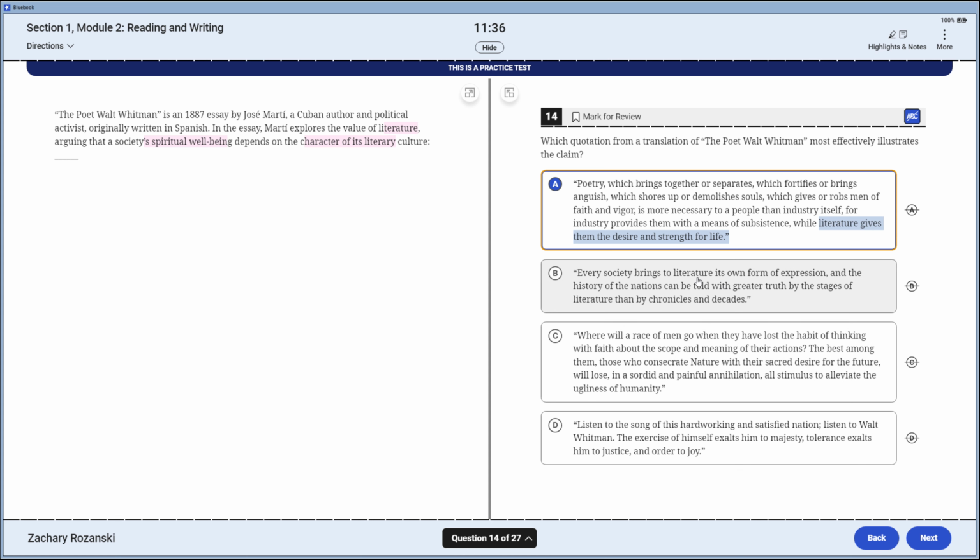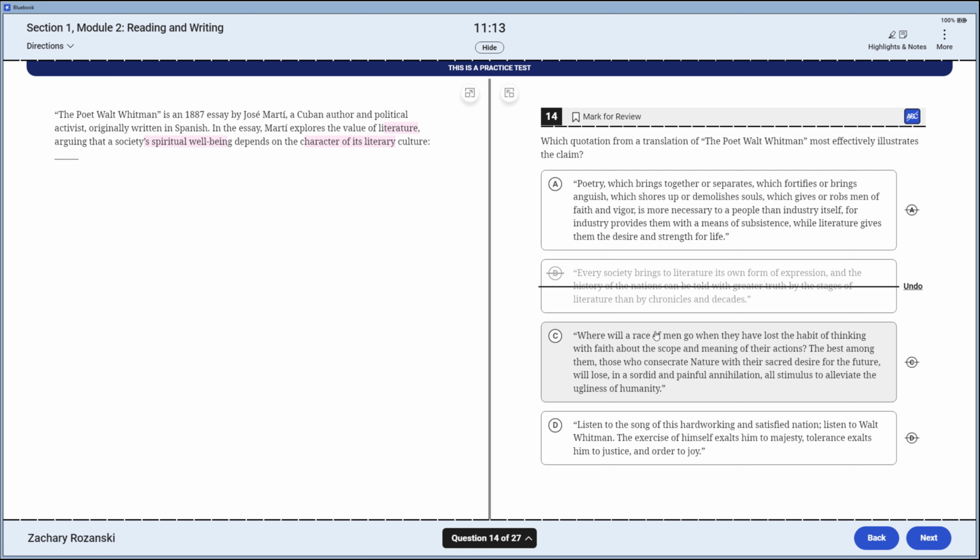Every society brings literature to its own form of expression, and the history of the nation can be told. No, this isn't that literature informs. This is missing the plot. We want to prove that society's well-being depends on the character, but this is just saying we can map things through it. It loses the gravitas of the "depends." Never lose your "depends," or you can make messes.